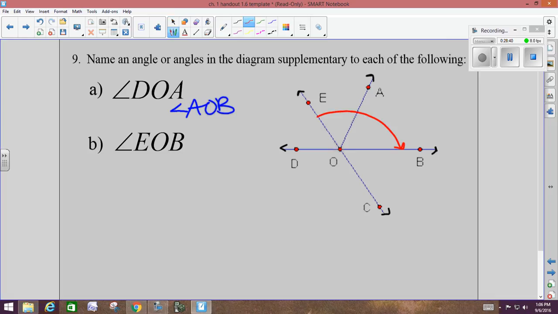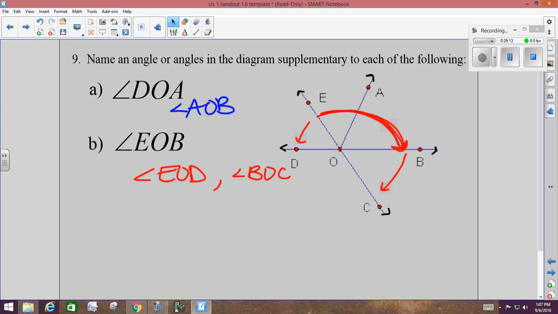EOB. Same idea with this one. Find a supplement to angle EOB. Louder. Oh, sorry. EOD. Good. Any other ones? Is there another supplement to this angle? What is it? Good. BOC would also be supplementary to it. Sometimes there's more than one supplement there. You got to look for those straight lines.